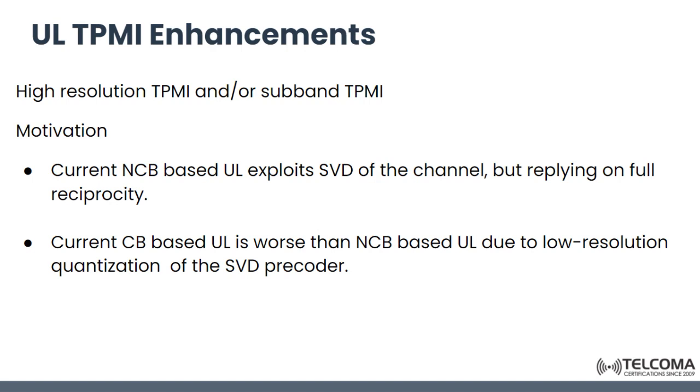The current NCB based uplink can exploit the SVD of the channel because it relies on full reciprocity. TPMI is the transmitted precoding matrix indicator. So we can use high resolution or subband TPMI. The current codebook based uplink is worse than the NCB based uplink because of the low resolution quantization of the SVD precoder.